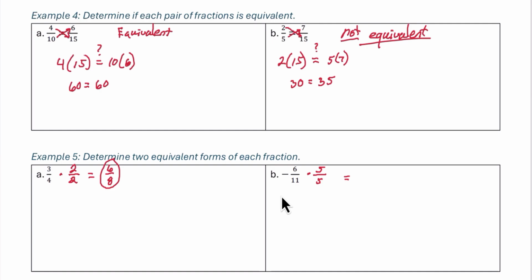So 6 times 5 is 30, and 11 times 5 is 55, and we want to keep it negative since the original fraction was negative, and we have negative 30/55. This is equivalent to negative 6/11.